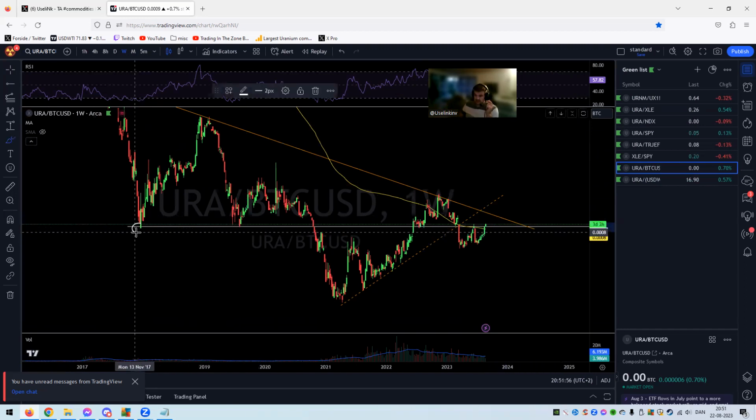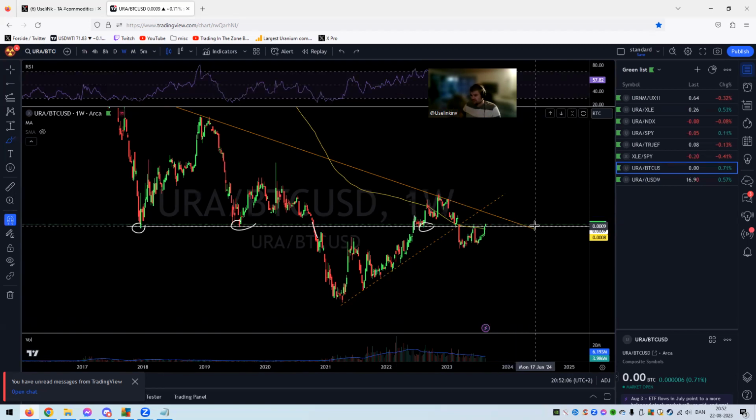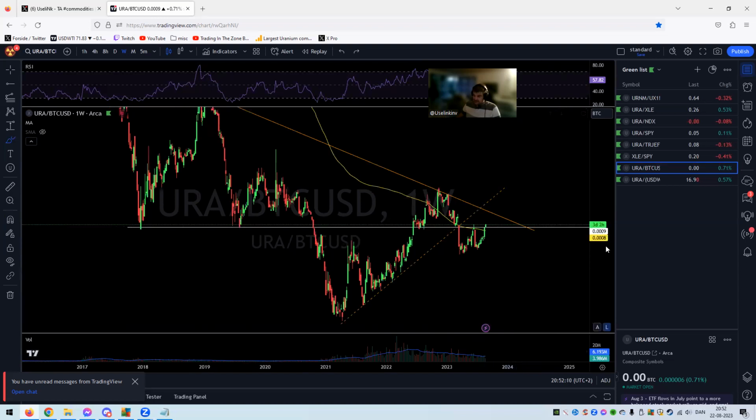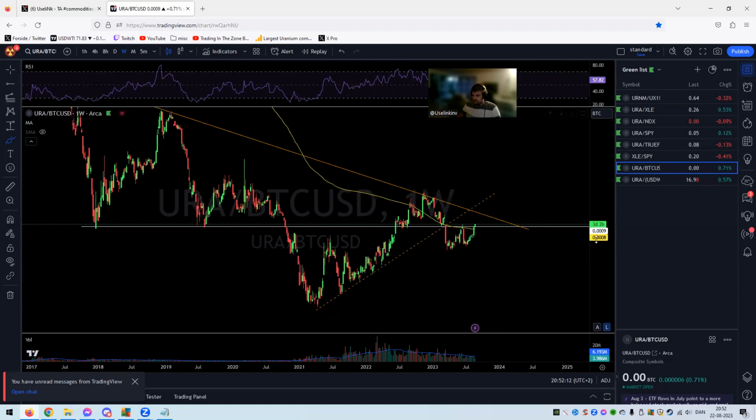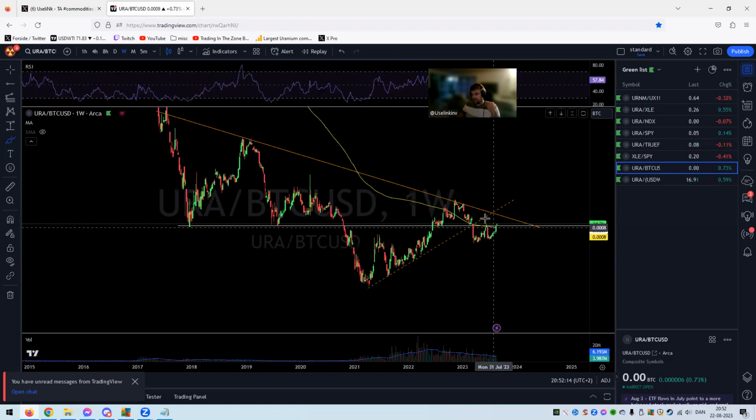And here it is, boys and girls, for that matter. Breakdown. Test here, testing. This is the big level for me. I don't want to put all the zeros on. It's roughly 0.0009, give or take. That's the level to break through. And then we're also getting back above the 200 weekly.